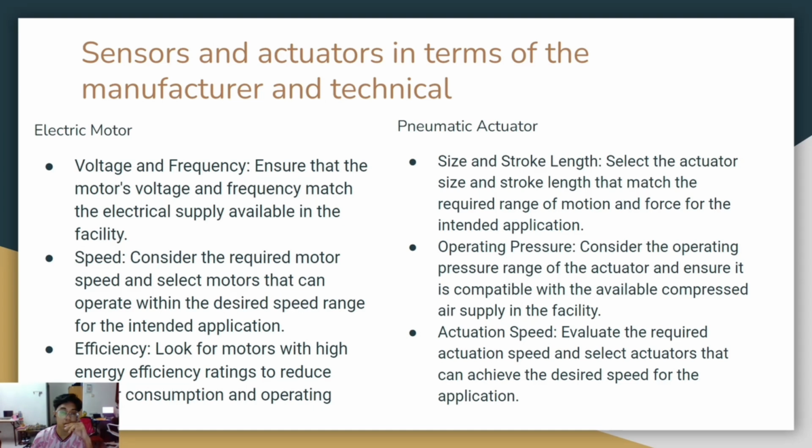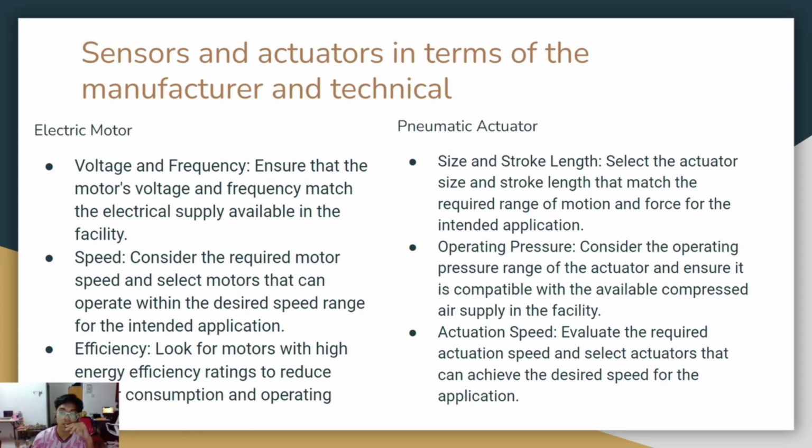Next, for the electric motor, voltage and frequency: ensure the motor voltage and frequency match the electrical supply available in the facilities. Speed: consider the required motor speed and select a motor that can operate within the desired speed range for the application. Efficiency: look for a motor with a high energy efficiency rating for reduced overall consumption and operation costs.